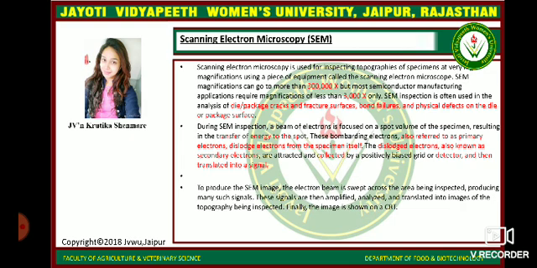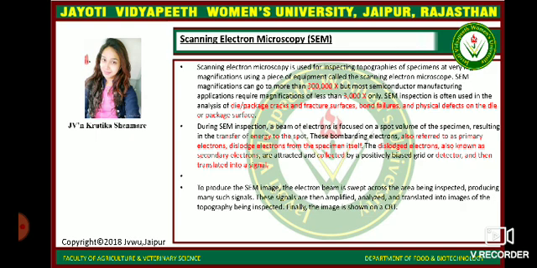So the scanning electron microscope is used for inspecting topographies of specimens at very high magnifications using a piece of equipment called a scanning electron microscope. SEM magnifications can go to more than 3 lakh times, but most of the semiconductor manufacturing applications require magnifications of less than 3000 times only. SEM inspection is often used for analysis of die package cracks and fracture surfaces, bond failures, and physical defects on the die or package surface.